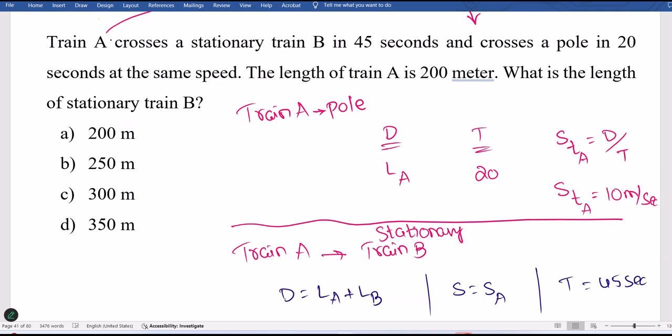Now distance is speed into time. Speed 10, timing 45, so 450. Train A is already 200, so train B will be 250. Train A is 200, train B's length is what we need to calculate. The second train is not moving, it is stationary. If both were moving, then whether it is the opposite direction or the same direction would come into the picture, and accordingly we would have to handle it. So here it's 250.